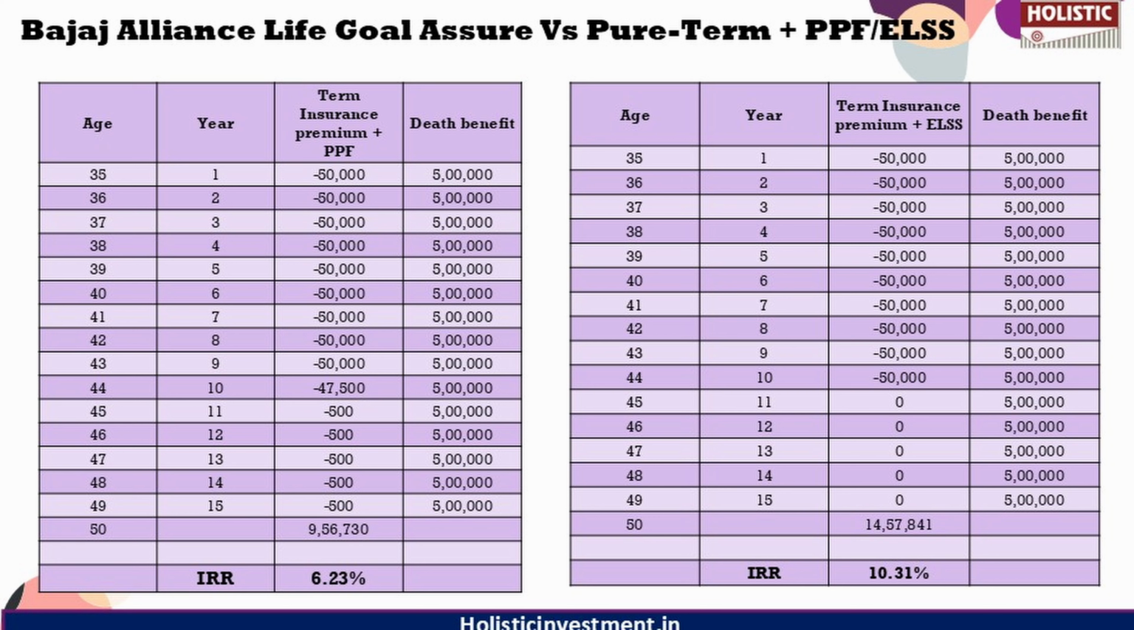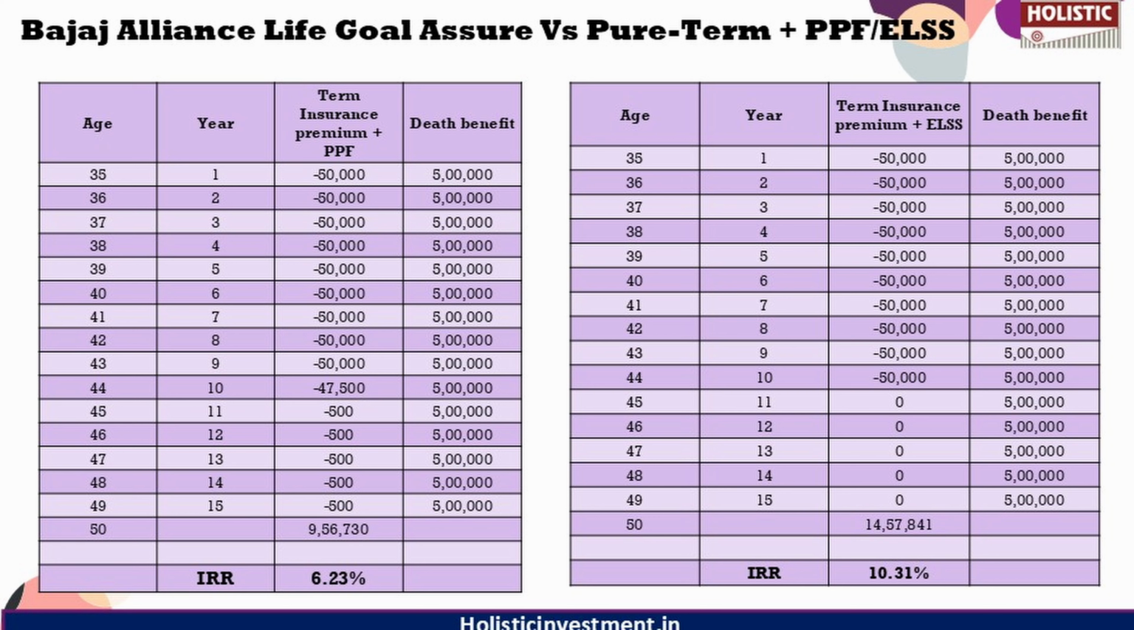Here in this tabular column, it shows the return from PPF for the same investment amount. As you can see in this sample tabular column, the IRR for this investment comes at 6.23%, and the amount is calculated at 9.56 lakhs.